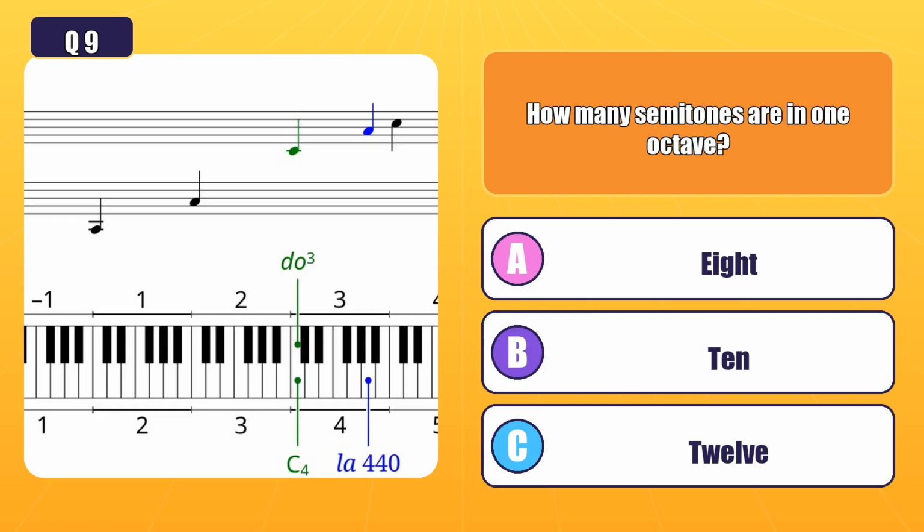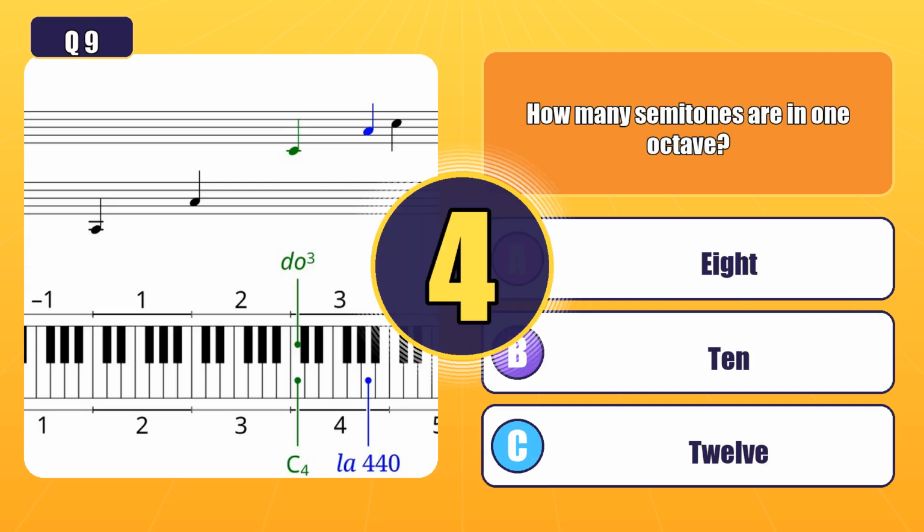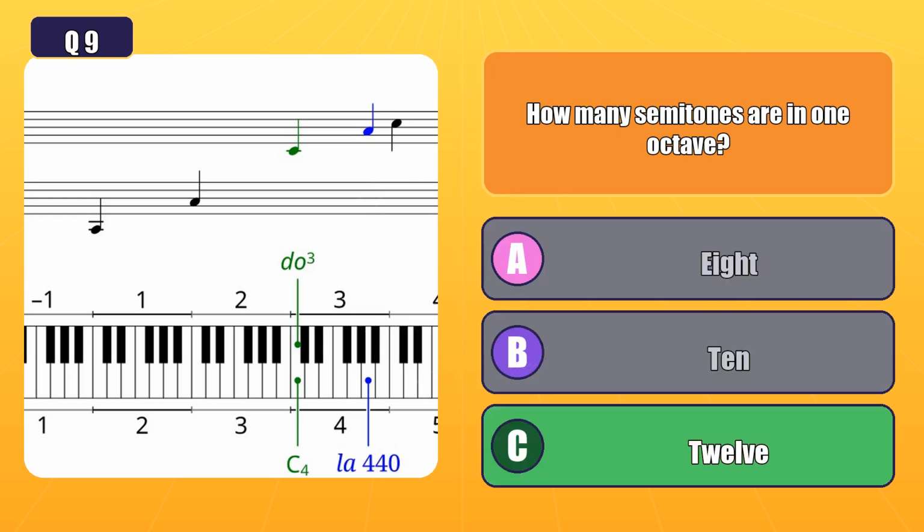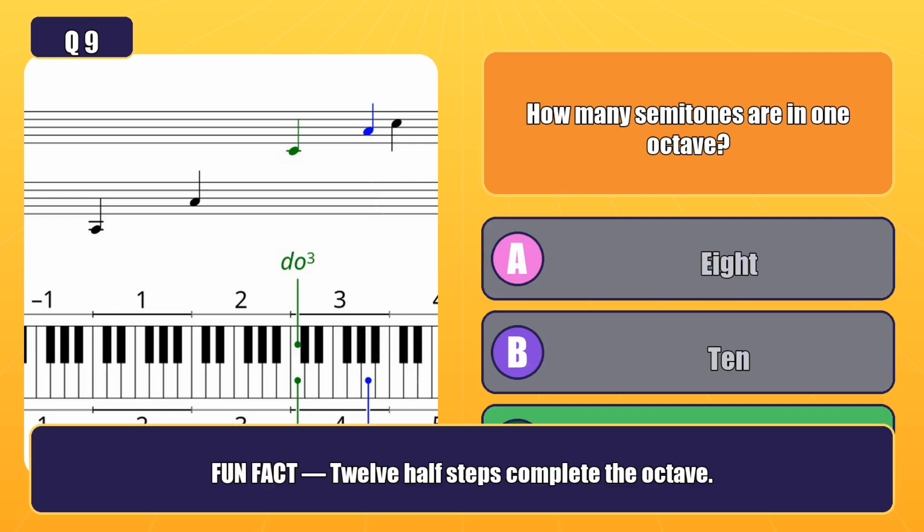Question number 9. How many semitones are in 1 octave? The answer is 12. Fun fact, 12 half steps complete the octave.